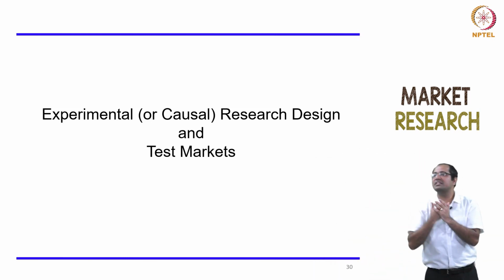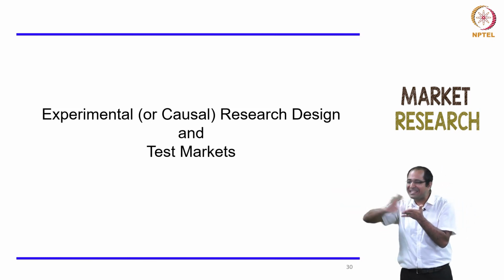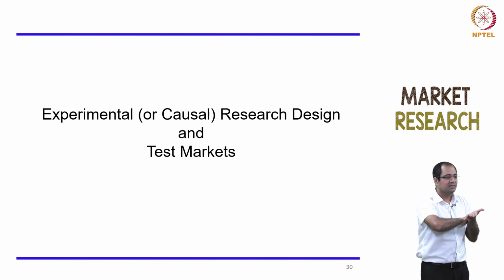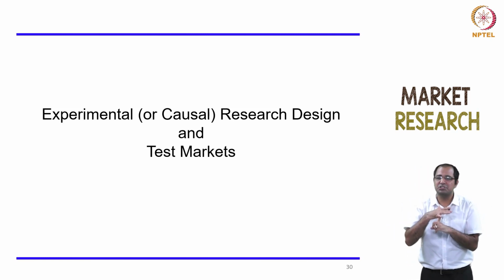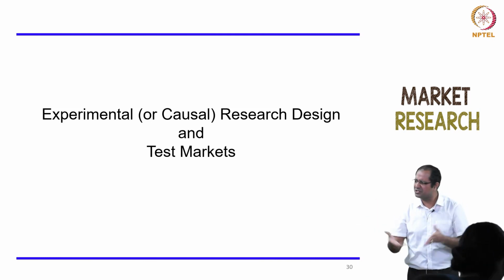X should be correlated with Y, which means if X changes, Y should change in either direction, positive direction or negative direction. So time occurrence is one. The second one is called concomitant variation, or correlation, simply you can say.